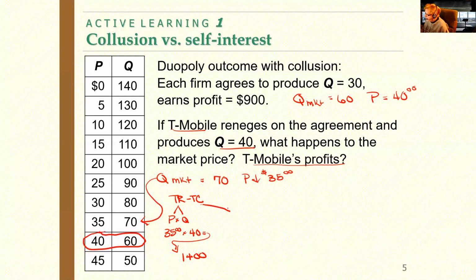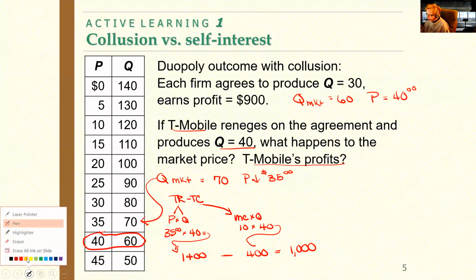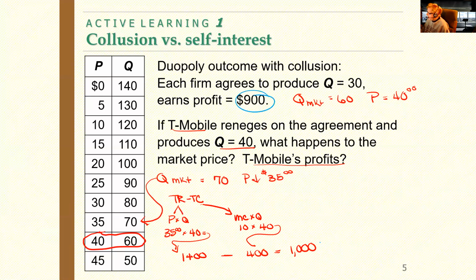Our total cost then is going to be our marginal cost times quantity. Our marginal cost is 10 times 40 is our quantity. So our total cost is 400. If we subtract the 400 total cost from the 1,400 total revenue, we end up with $1,000. Now, which would you rather have? An economic profitability of 900, as we saw sticking to the agreement, or an economic profitability of 1,000. Remember that the firm's incentive is shareholder wealth maximization, or profitability. So T-Mobile's profits would increase by $100. Now that is incentive, and we've said people respond to incentives. So that's a real good reason not to stick to this deal.